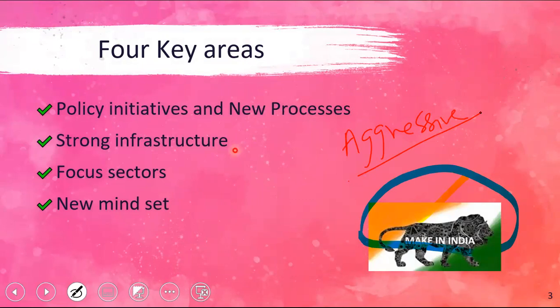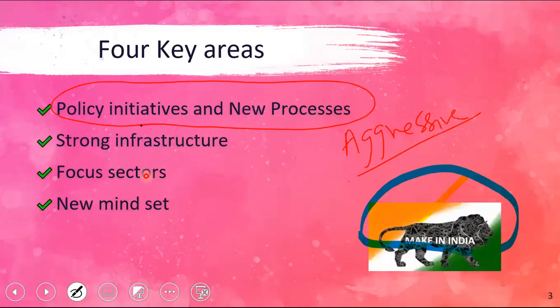Then, the Make in India movement is emphasizing 4 areas. Which are the 4 areas? First one is policy initiative and new processes. Because it is totally a new area, the policy has to be initiated, which should invite Indians. When we speak about Indians, even NRIs are included, as well as the foreigners, to come and start industry in India. And what the new processes are, how they have to be incorporated, even that has to be considered.